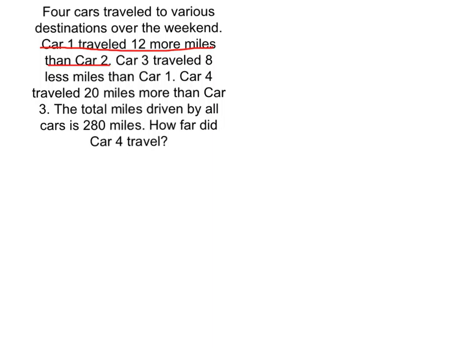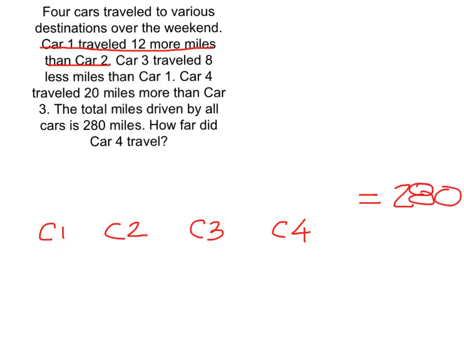Car 2 is going to be X because car 1 is making reference to car 2. And nowhere through the problem is it given that car 2 is anything. All it says is that car 1 traveled more than car 2. So we're going to have car 1, car 2, car 3, car 4, and set it equal to some total amount, 280. Car 1 traveled 12 more miles than car 2. Let X be car 2, and what would we put in for car 1? X plus 12.